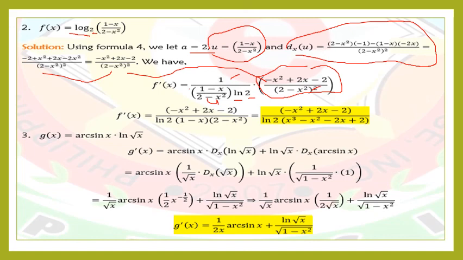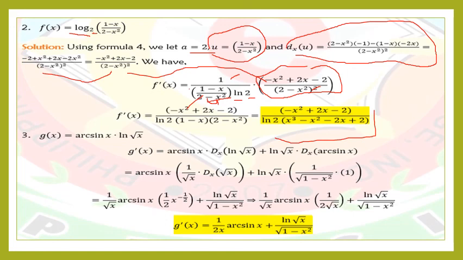And then, cancel out din yung sa denominator, no? Okay, so 1 minus x multiplied by 2 minus x. So, we left with f prime of x is equal to negative x squared plus 2x minus 2 all over ln of 2 times, simplify natin to, x cubed minus x squared minus 2x plus. So, ito yung derivative.